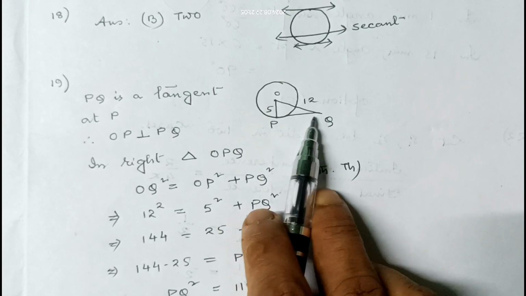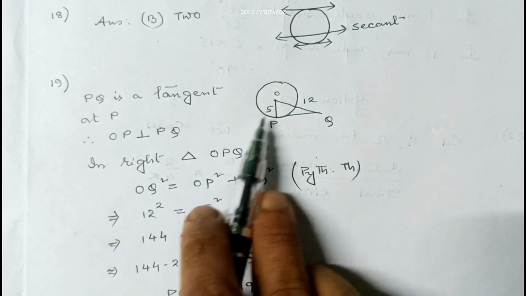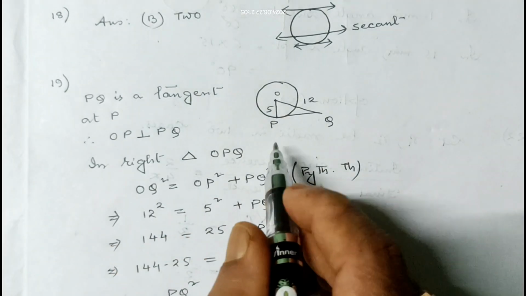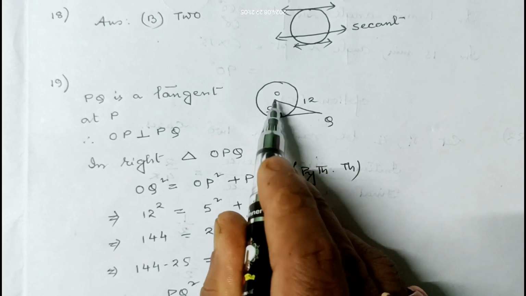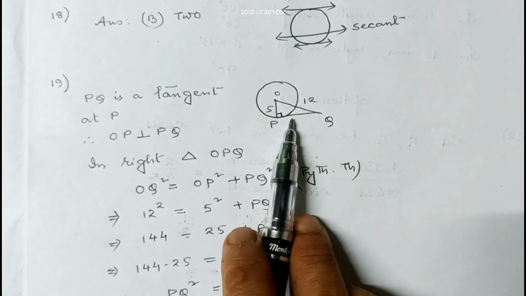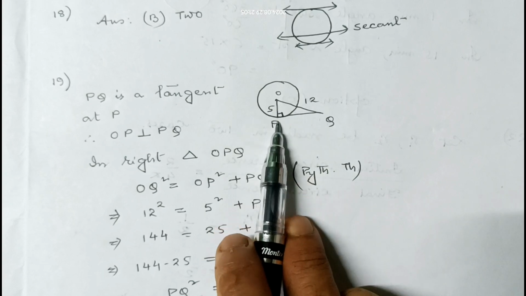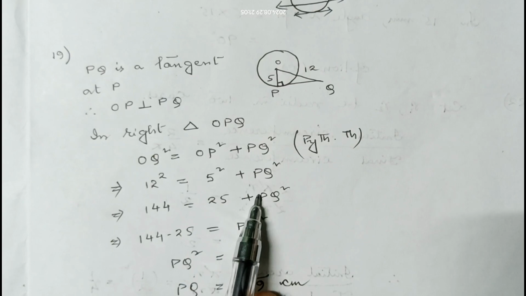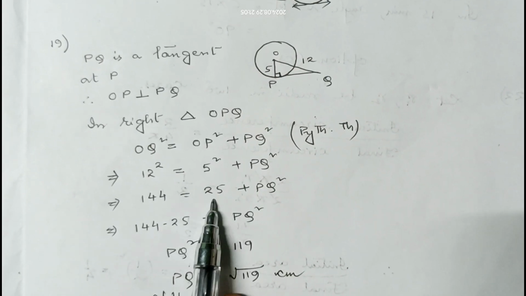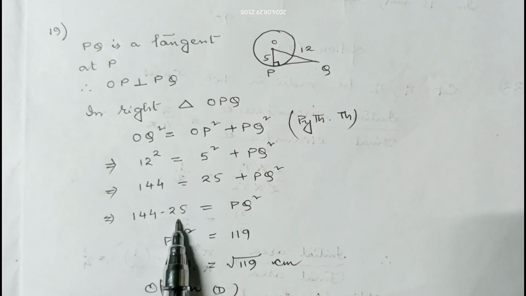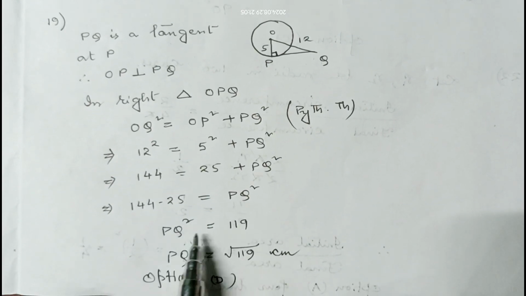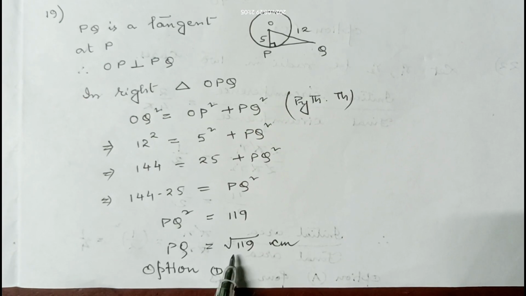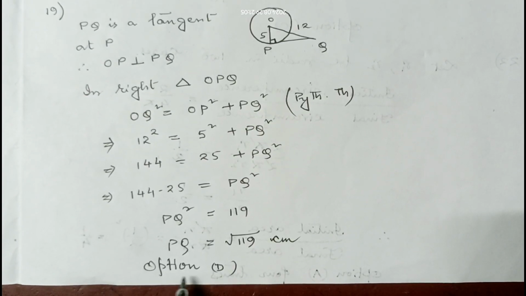Since PQ is a tangent at P, OP is perpendicular to PQ. From theorem 10.1 we can write this. Now in this right angle triangle, this is 90 degrees, so OQ will be the hypotenuse. From the Pythagoras theorem we can write OQ squared is OP squared plus PQ squared. OQ is given 12. 12 squared is 5 squared plus PQ squared. So 144 equals 25 plus PQ squared. 144 minus 25 is PQ squared. So PQ squared is 119. So PQ is root 119 centimeters. So the correct option is D.